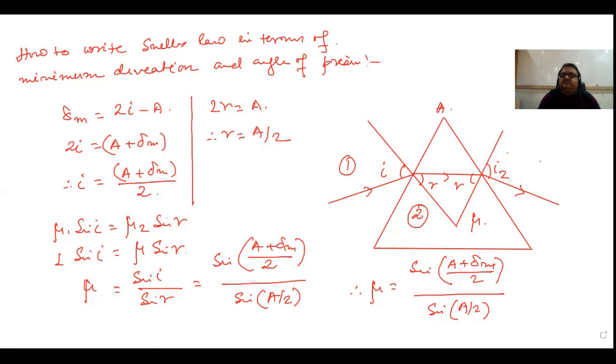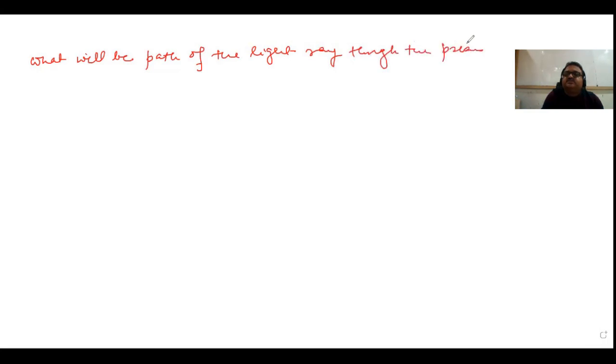So now the next topic is this: what will be the path of the light through the prism in minimum deviation condition?